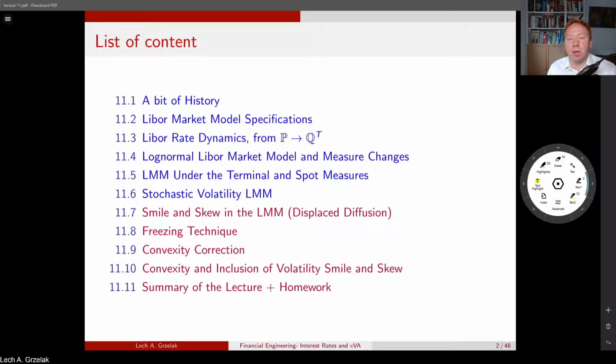What is the motivation for the Libor market model? What were the problems before the Libor market model was developed? And what are the applications of the framework? In point number two, I will discuss the model specifications. So we'll go into details on the model dynamics and what are the possible choices for different specifications for the Libor market model. Actually, what are the dynamics for the Libors?